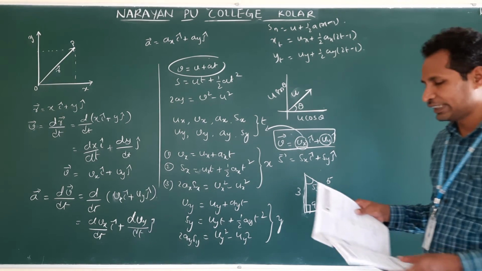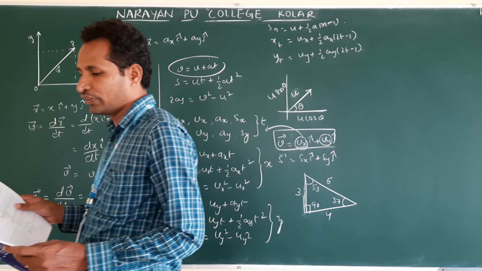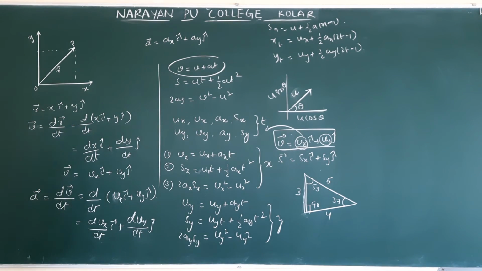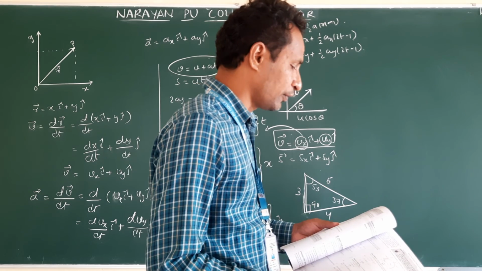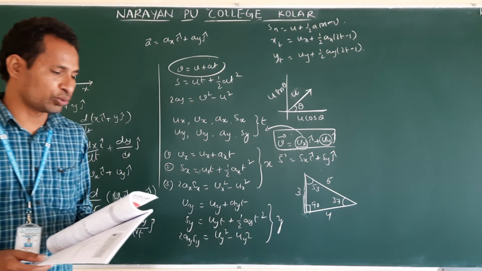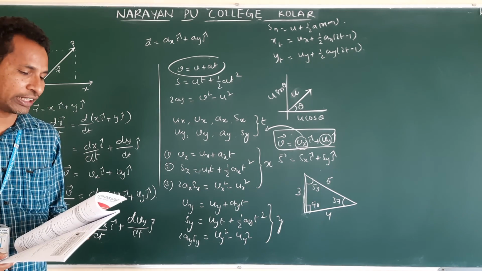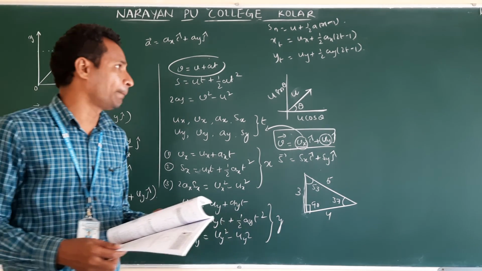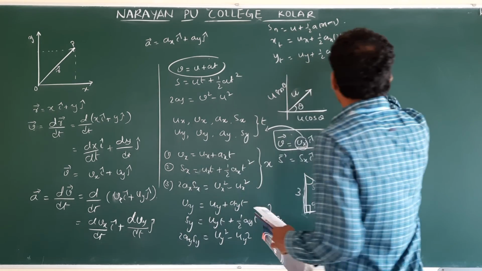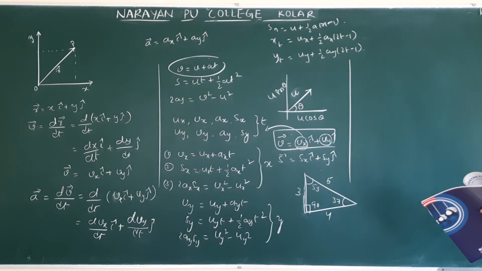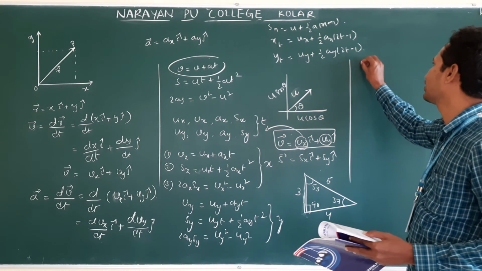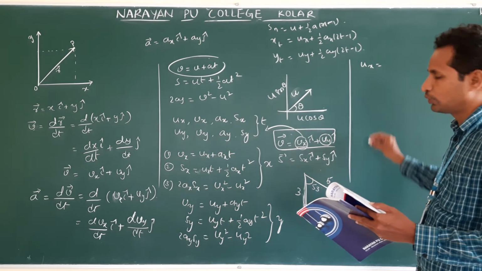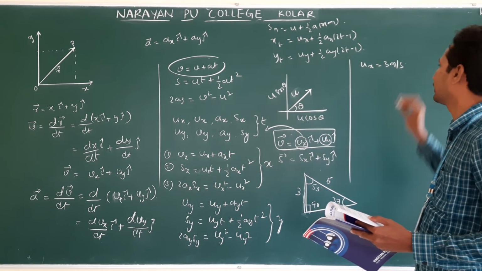Okay, next, they have given one example problem. A particle is given velocity 3 meters per second along the positive x-axis, subjected to a constant acceleration 4 meter per second square along the positive y-axis. Find the displacement of the particle in 2 seconds and the trajectory followed by the particle. Now I will follow the given information. Particle is given velocity 3 meter per second along the positive x-axis. Positive x-axis means what? Ux. Ux is equal to 3 meter per second.